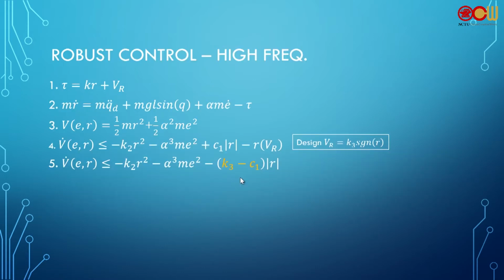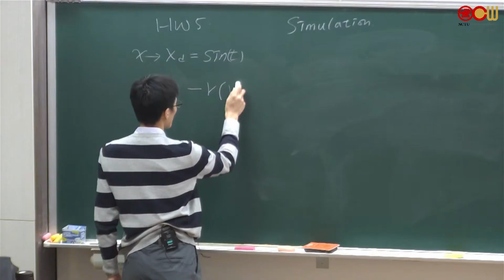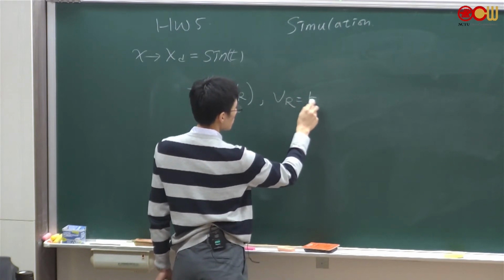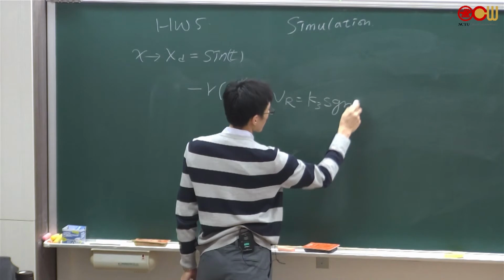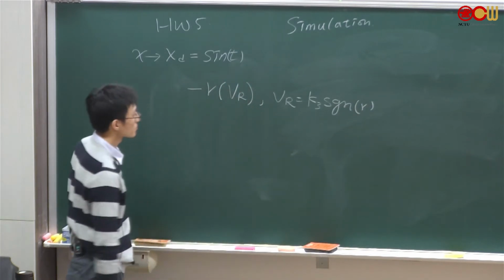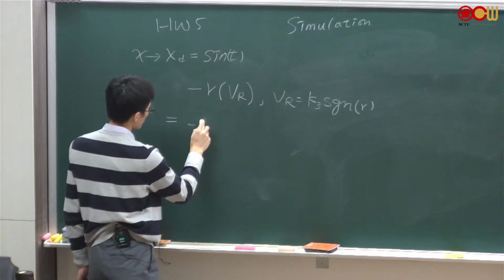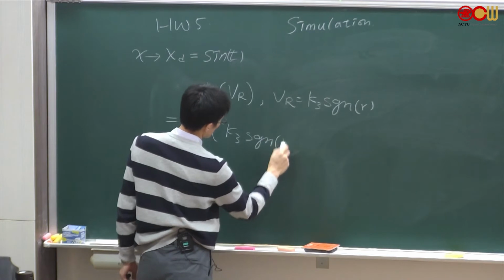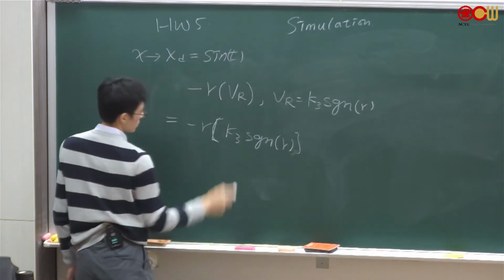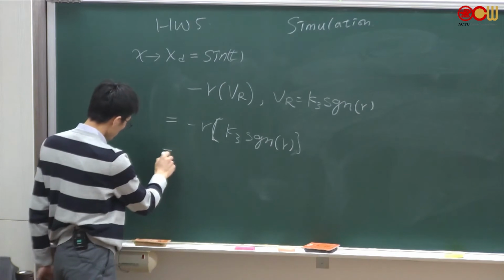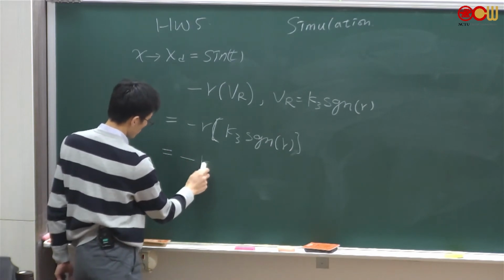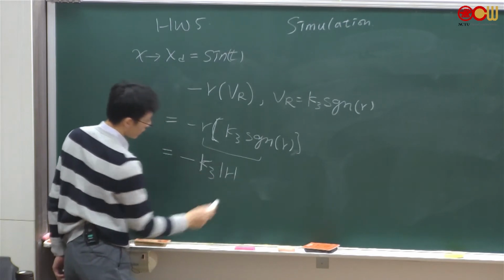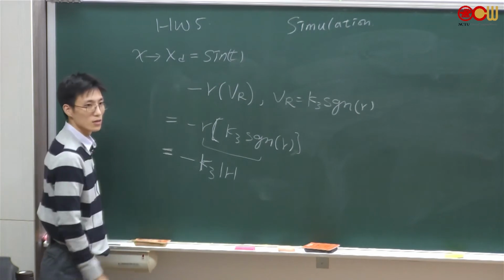What you say is minus R VR. Yes. You substitute VR as K3 sign R, right? Because sign R could be positive or negative. And K3 is always positive. Right? Yes. And that's equal to minus K3, and these two terms can be combined as the absolute value of R, and that's equal sign. Okay?